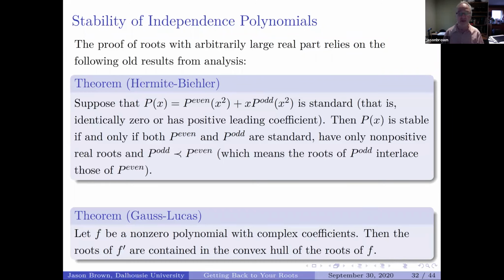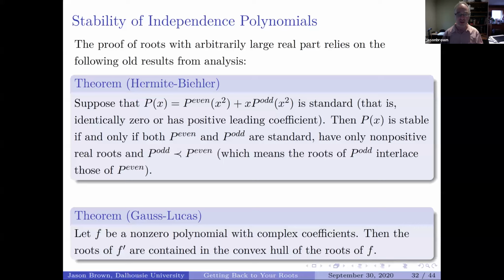The other theorem that we use that becomes very helpful to us is a theorem due to Gauss and Lucas. And I'm sure Lucas was a big name in analysis, but there is no bigger name in classical analysis than Gauss. And they both independently proved the following. Let f be a non-zero polynomial. It can even have complex coefficients.